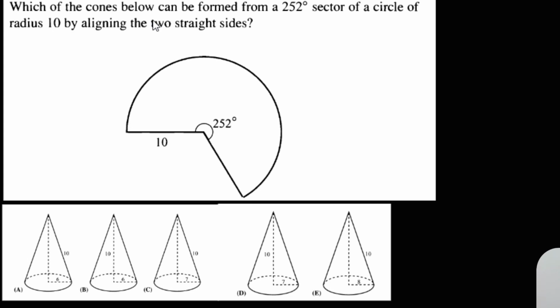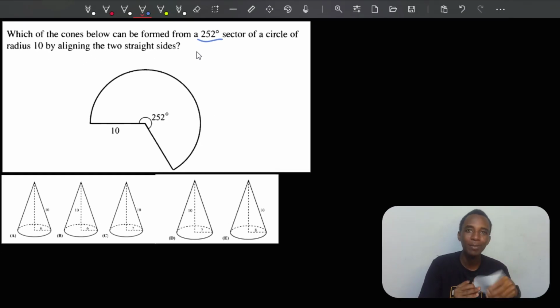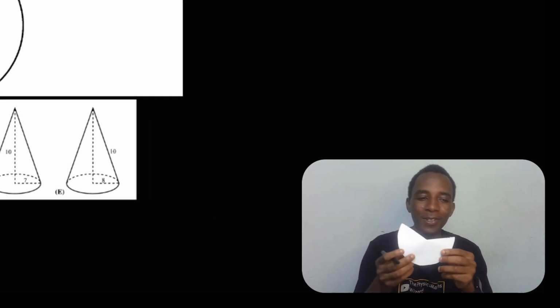So which of the cones below, we have some cones here, can be formed from a 252 degrees sector of a circle of radius 10 units by aligning the two straight sides? I actually made a cutout before this video, so this is the sector. Of course, this is not to scale.